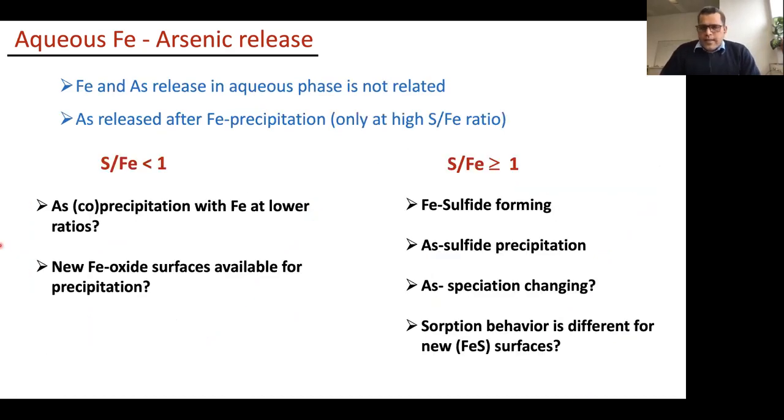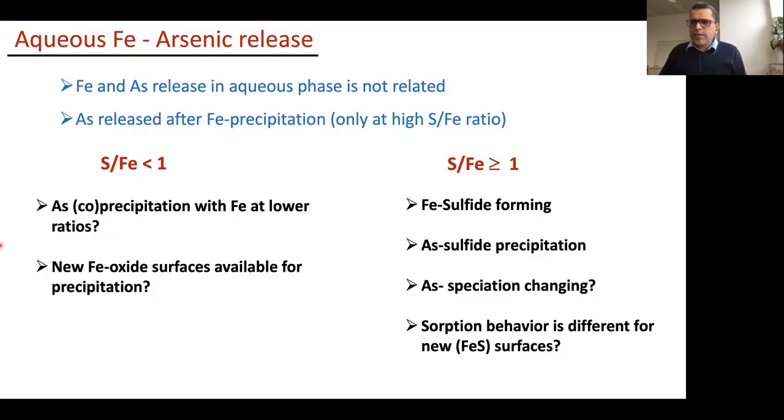What this means is that possibly, at lower ratios, one explanation could be that the surface is not completely saturated by arsenic. So there are some spaces where sulfide could still react, iron could still be released, and arsenic could still be on the surface, because at lower ratios we know there are still iron oxides in the system. Another possibility is that arsenic is indeed getting released, but before we detect it in the solution, it is already precipitating with different mineral phases that potentially form in the system. So if there is a new iron oxide surface available, there might be some sorption or co-precipitation there.